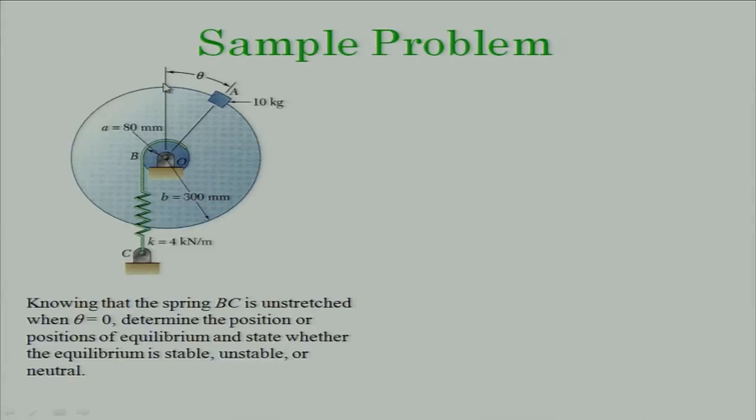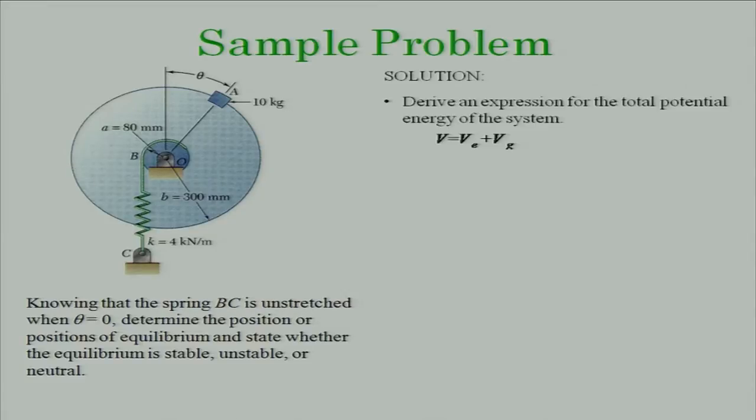Any subsequent motion, if you go in this direction, what will happen? The spring will get compressed. If you turn clockwise, the spring will have an extension. And what we are asked to find out is what the positions of equilibrium are, and whether those positions are stable or unstable positions of equilibrium.